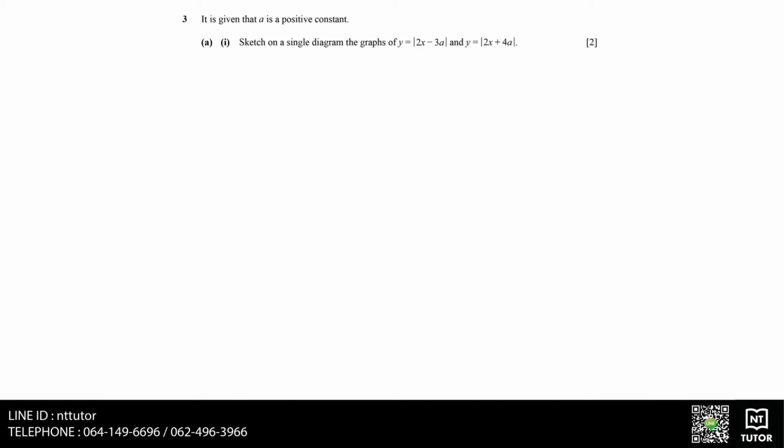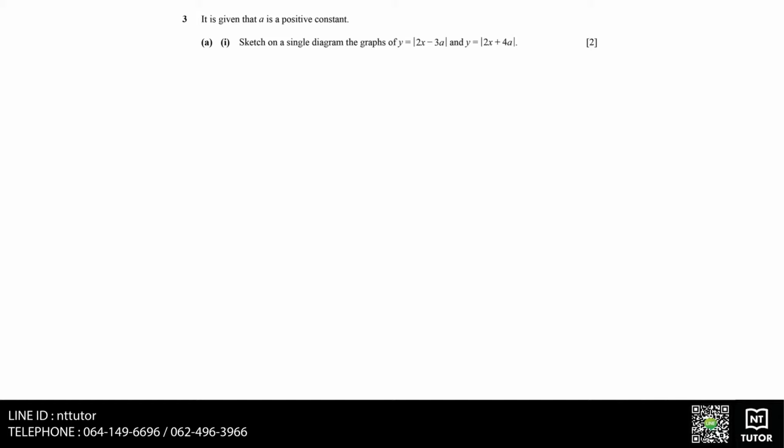It is given that a is a positive constant. A1. Sketch on a single diagram the graphs of y equals the modulus of 2x minus 3a and y equals the modulus of 2x plus 4a.